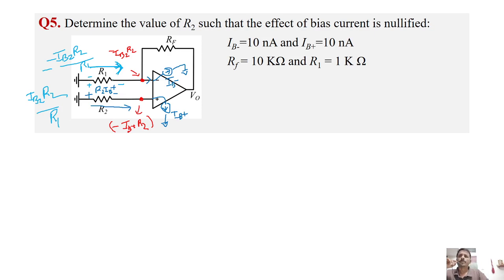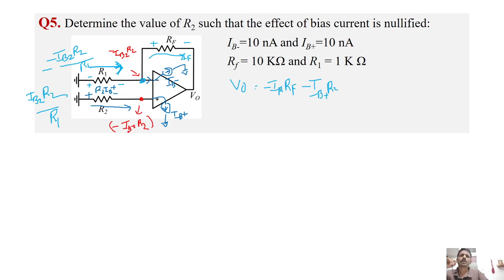So we got the current through R1, and what we need to find is the voltage V0. V0 is the voltage across the resistor RF. For example, there is a current IF flowing through RF, so there will be a voltage drop like this with this polarity. So V0 will be equal to minus IF into RF plus the voltage drop across this point, so minus IB plus into R2. We just need to substitute these values.